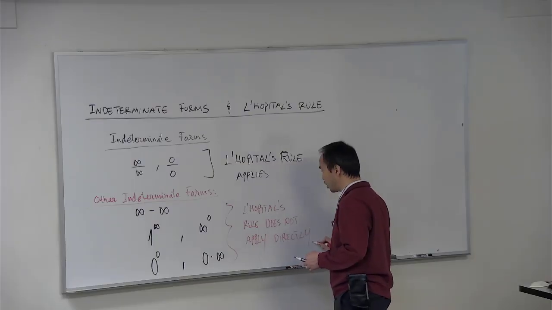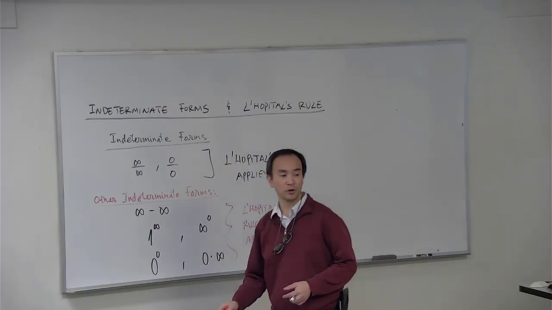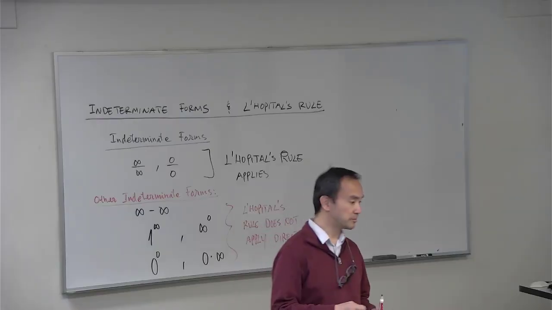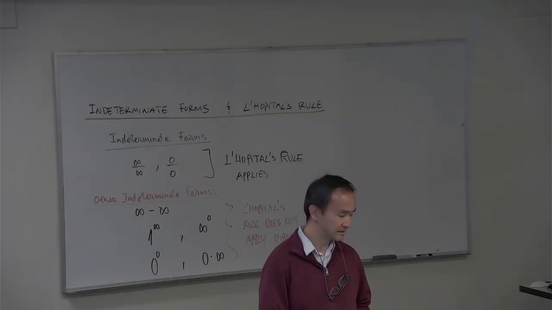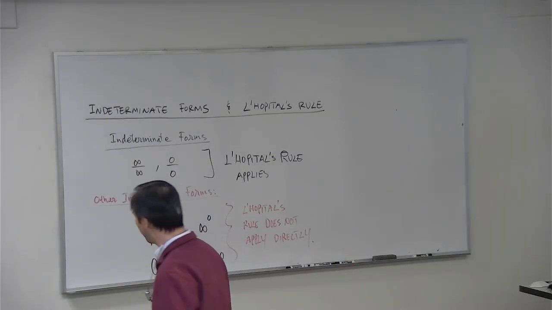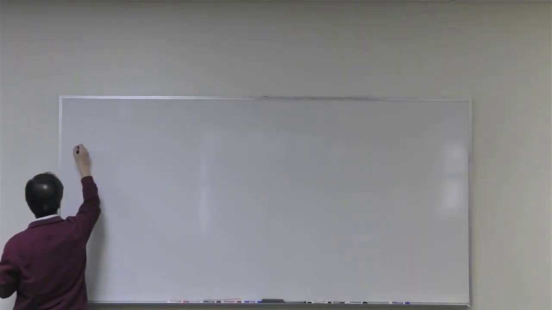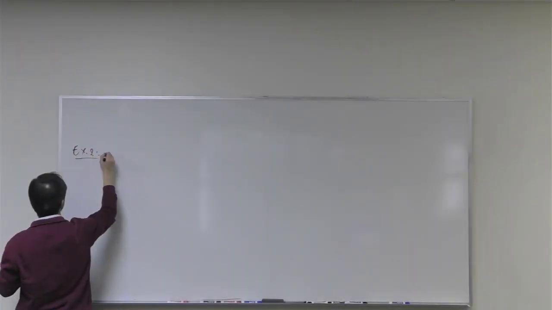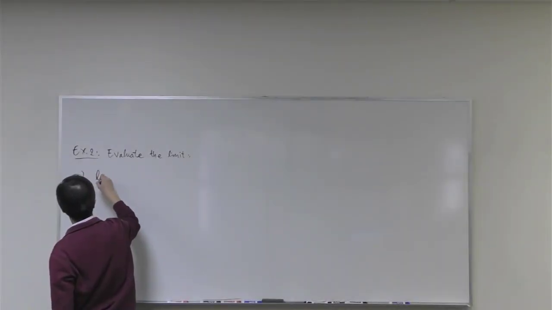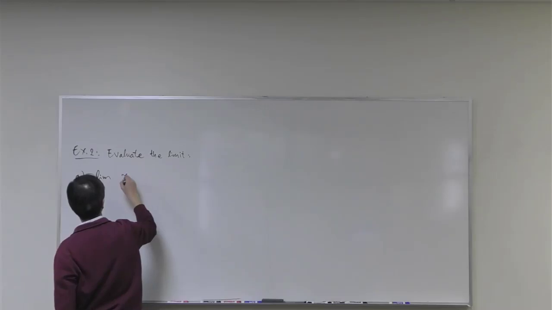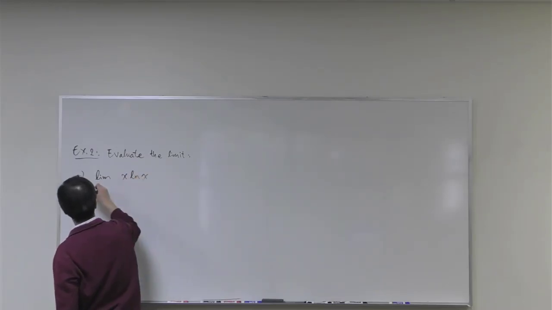Or in other words, there's no L'Hopital's rule applied for those cases, for those indeterminate forms. So let's learn one by one how we can handle some of these. Example 2, let's evaluate the limit again. Part A, how about the limit of x times natural log of x? We're letting x get close to 0 from the right-hand side.